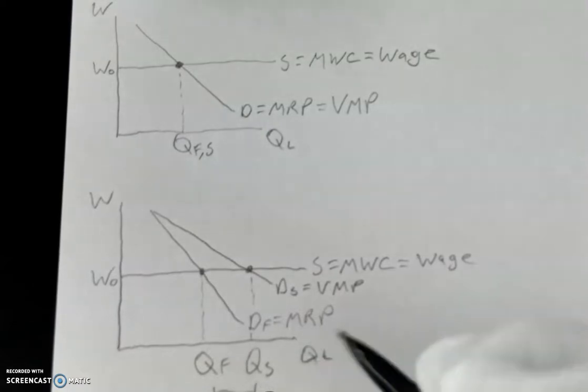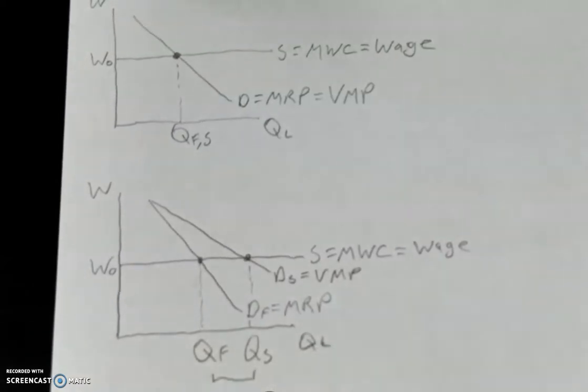Now, of course, this creates a problem. We have an underemployment of resources, inefficiency. The firm is profit maximizing here, but society would be efficiency maximizing here. This is an example of a market for labor that is underemploying workers.